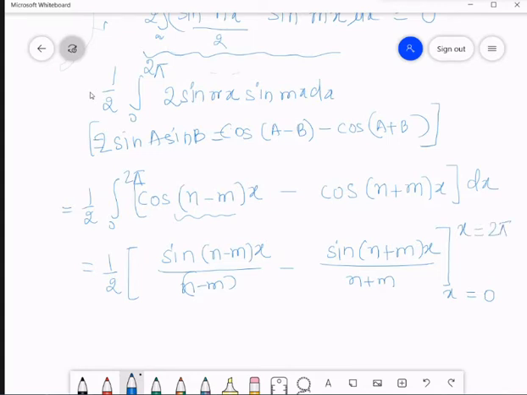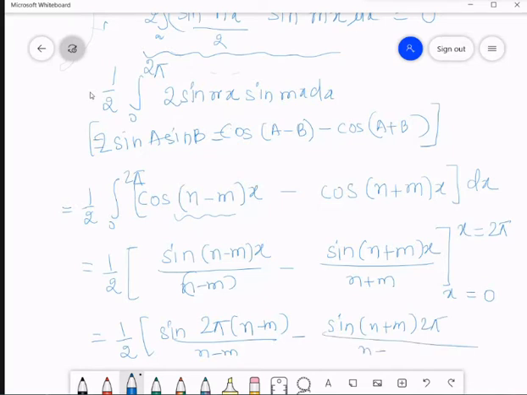Okay, now what about this particular expression? If I put x equal to 2 pi, I'll get a 2 pi here. Check out this expression. What will that be? 1 by 2 pi, sine 2 pi multiplied by (n minus m) divided by n minus m, minus sine (n plus m) times 2 pi divided by n plus m. Minus lower limit, so you would have understood. When you put 0 here, everything is 0. Sine 0 is 0. Similarly, this part is 0. Now check out even this part. What we have got here is actually also 0.